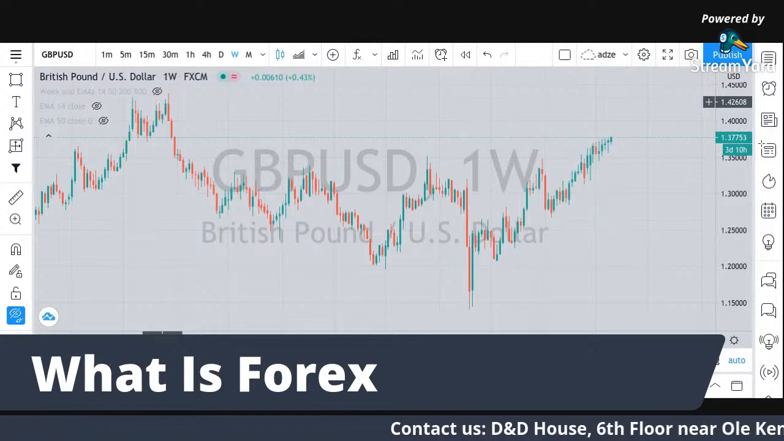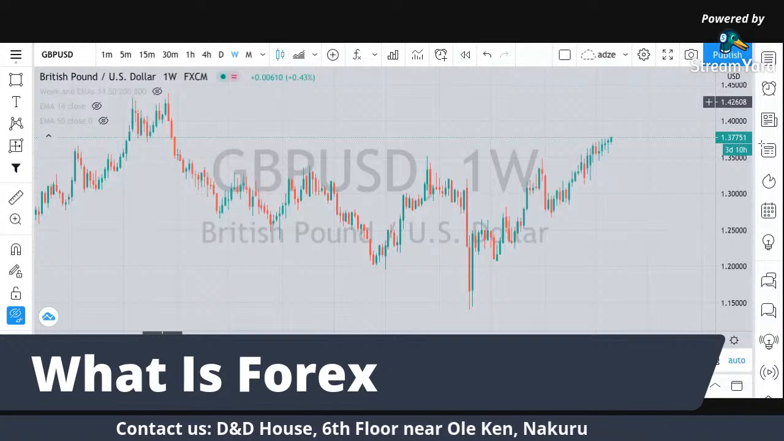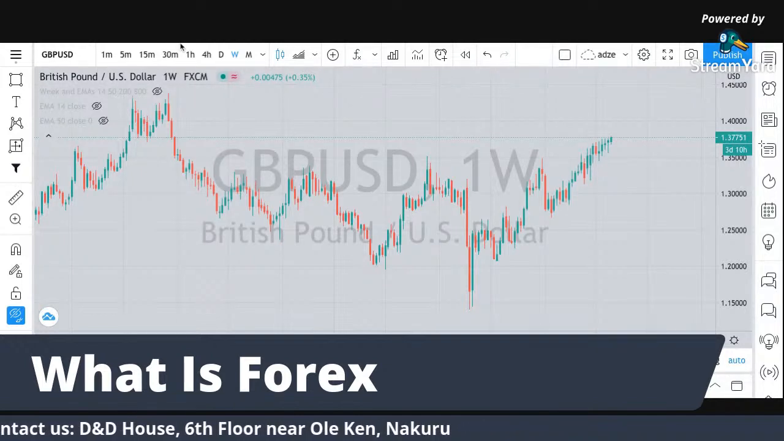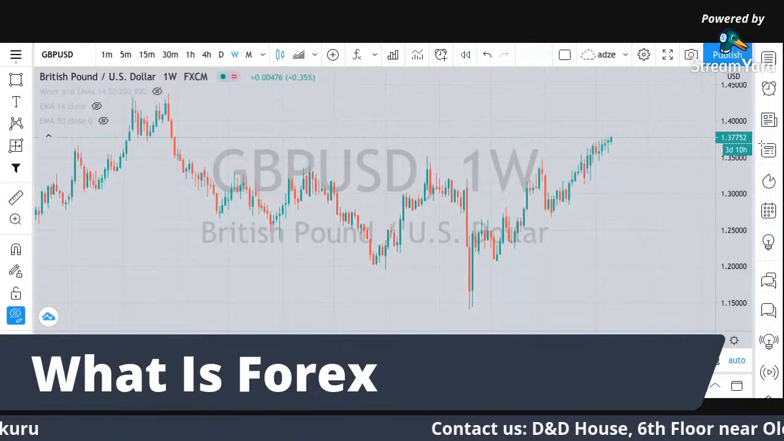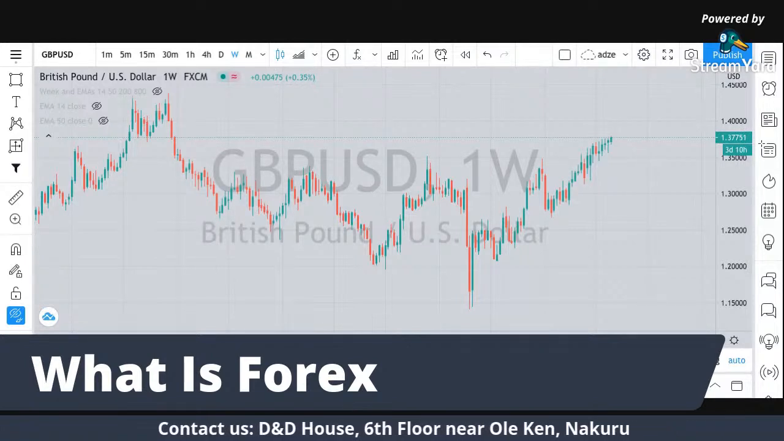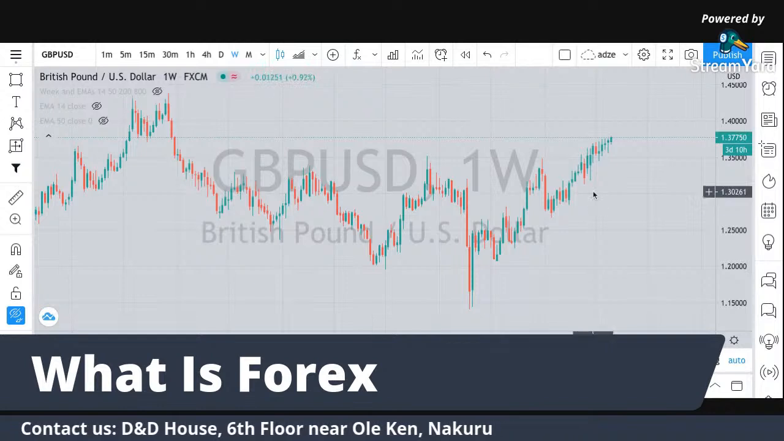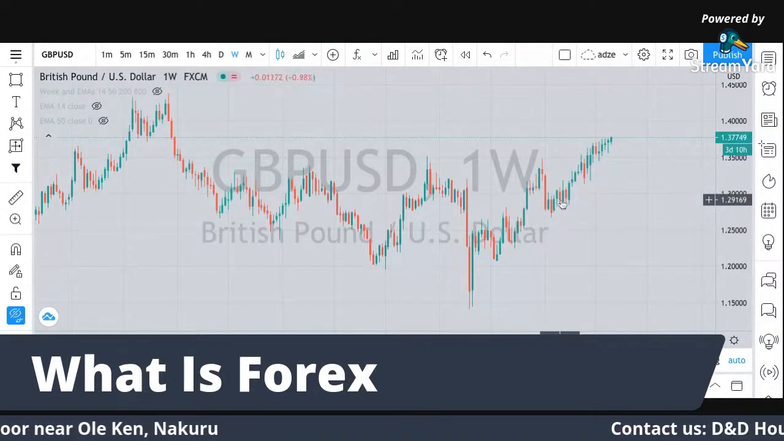Reason being, the fundamentals are supporting the pound. Right now, the UK is out of the EU, which is good for the UK. That is what they wanted. Another thing is that the vaccine is working in the UK, so the fundamentals are supporting the technicals. That's why the pound is so strong.